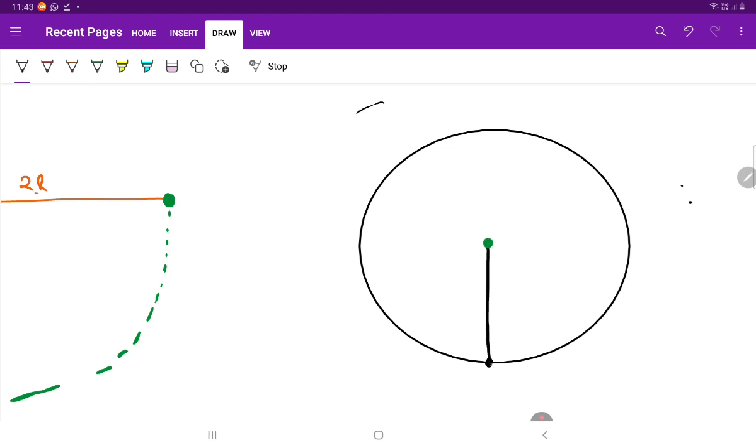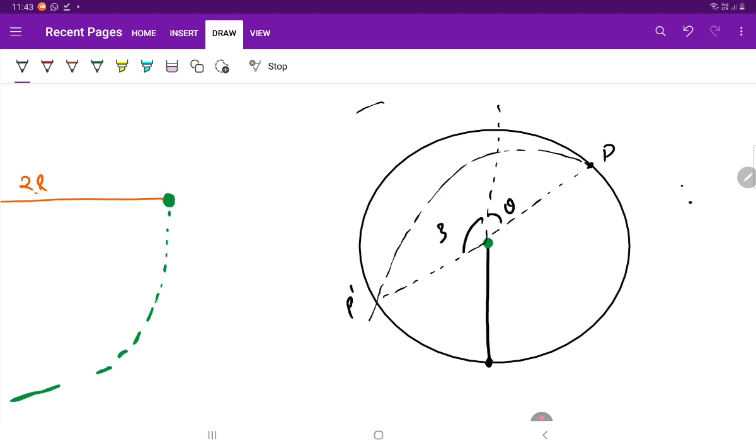Then, if it leaves the circular track at some point P, and at point P it makes an angle theta with the vertical, then it will again hit the trajectory at some other point P dash, which makes an angle 3 theta with the vertical. Both the angles are measured from the same line. This is one thing to be noted down. The new angle at which it will hit the circular track will be 3 theta. This is the concept required.